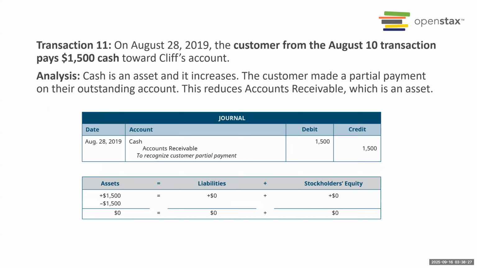A customer from the August 10th transaction pays $1,500. Cash is debited $1,500. Accounts receivable is credited $1,500. Both of these impact asset accounts, so it nets to zero.